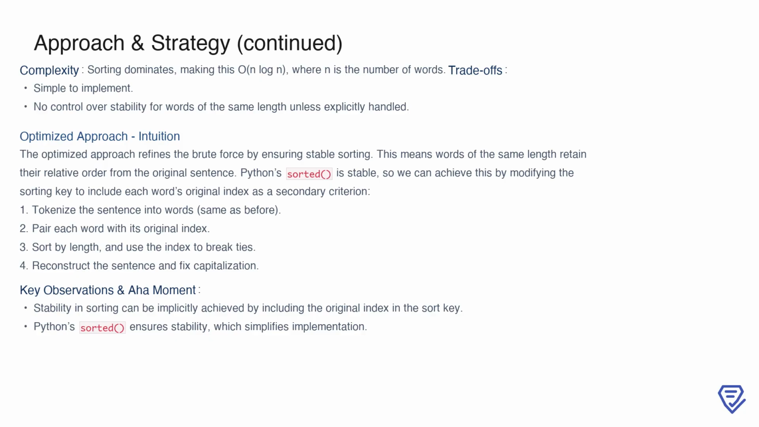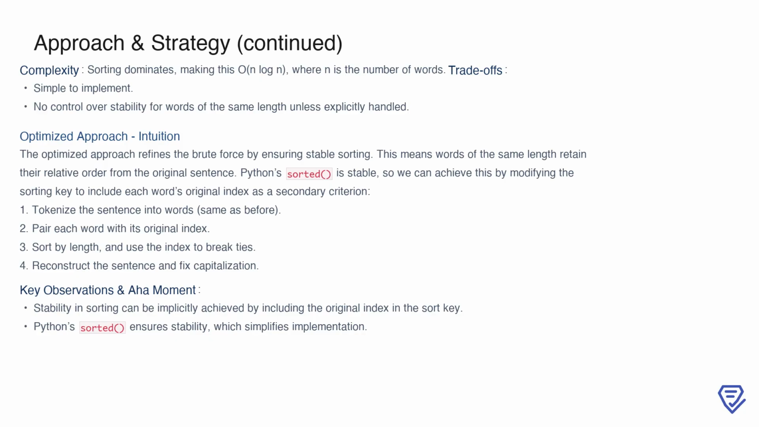The simplicity of this approach is a major advantage. It's quick to implement and works for most cases. However, there's a trade-off. This method does not guarantee stability when sorting words of the same length. Stability refers to preserving the relative order of words with equal length as they appeared in the original sentence, which can lead to incorrect outputs in certain edge cases.